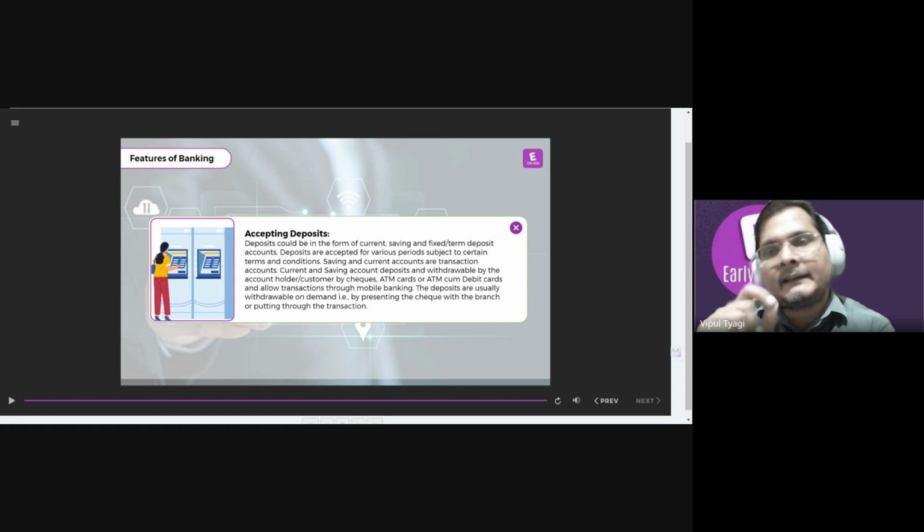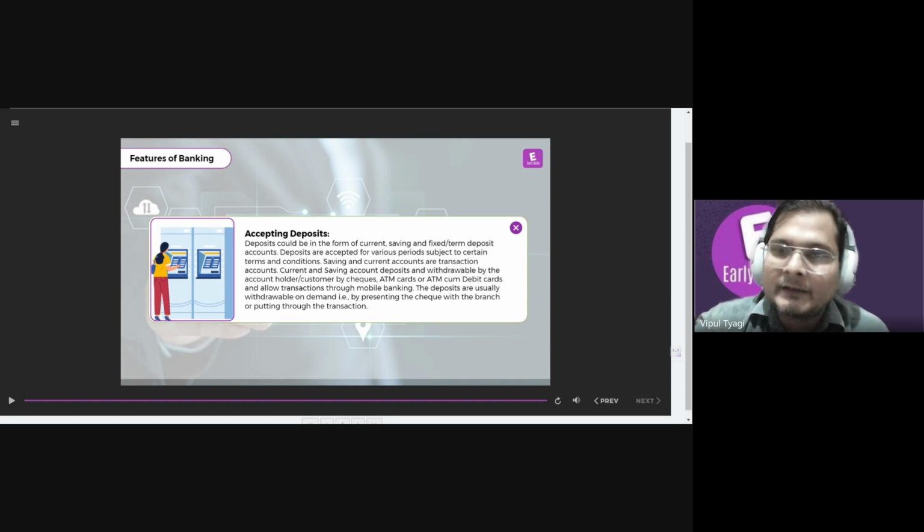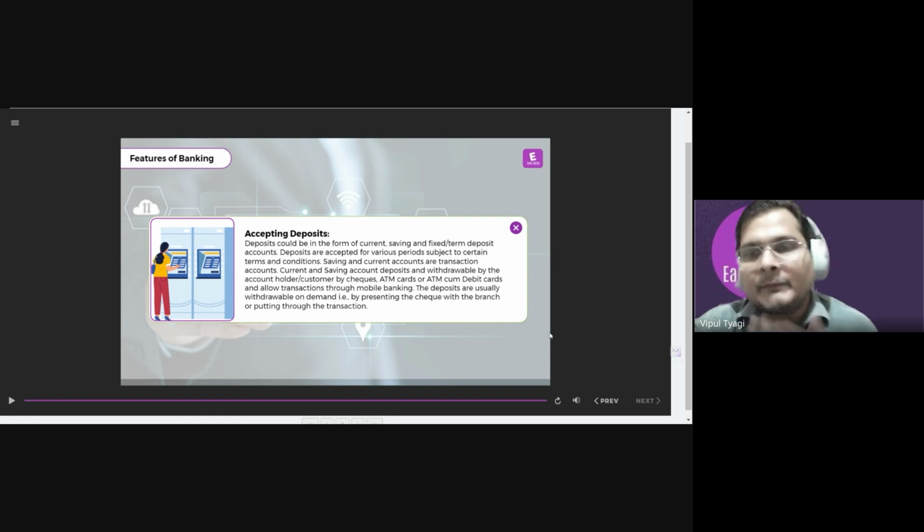It will be decided in the inception only, in the starting. You will decide for how many years you are going to deposit this money, and you will be able to know how much interest you are getting in this particular FD duration. For different durations there are different rates of return, different interest. Different types of FDs are coming nowadays.